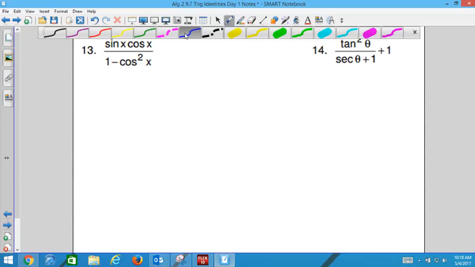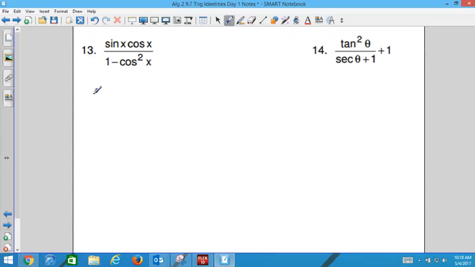Wait, let's change the bottom of this as well. Change the bottom to what? Sine squared. 1 minus cosine squared x is sine squared x. So now on top, we have sine x, cosine x. On the bottom, we have sine squared x. Now this next step would probably be in my head, but I want to show you so you understand what's in my head.